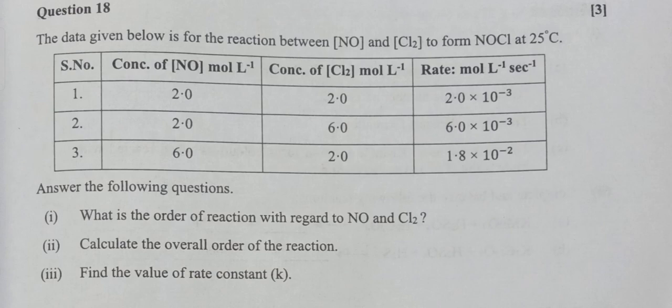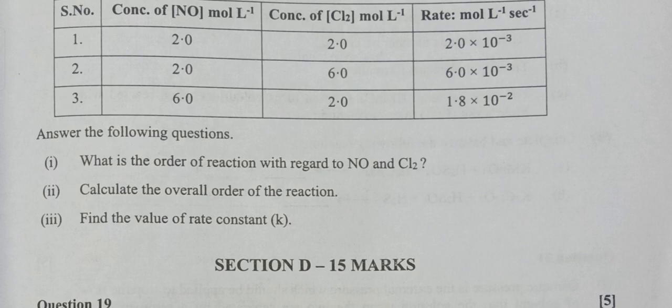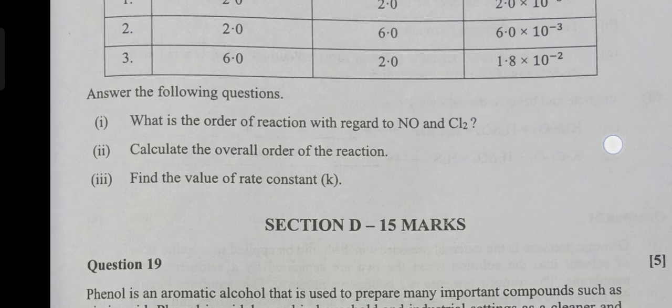Question number 18 is the most expected question, so you will solve it. If you solve with the help of equations 1 and 2, the order of reaction with respect to Cl2 will come, that will be first order. And if you solve with the help of equations 1 and 3, then the order of reaction for NO will come, that will be 2. So the overall order of reaction will be 3, and the value of k you will calculate with the help of any one equation. Then the value will be 2.5 into 10 to the power minus 4.